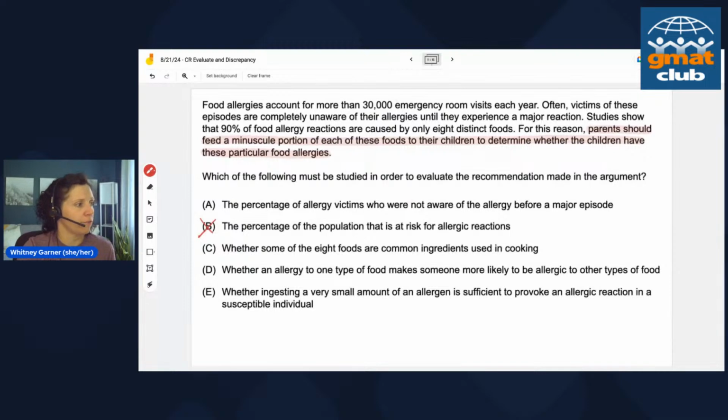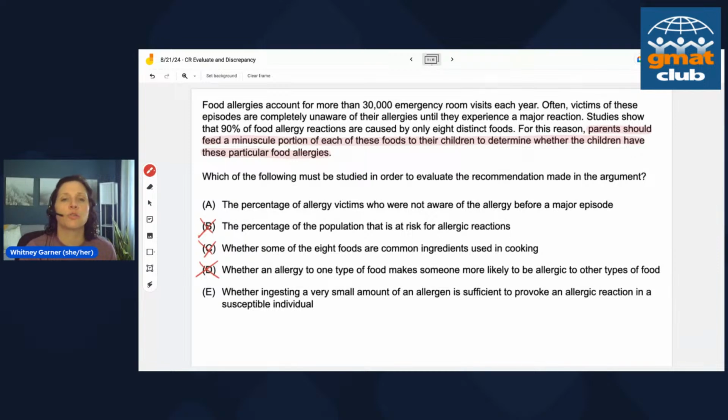And so good enough. I also don't care in D whether being allergic to peanuts makes me more likely to be allergic to strawberries, or being allergic to strawberry makes me more likely to be allergic to gluten. Like, I don't care, because this argument is proposing we test all of them. So I don't care if they do or don't make me more likely. So yes or no to this question doesn't change my opinion about the argument. So let's get down to the two that most people selected.